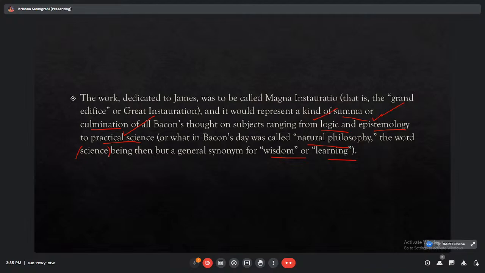And in Bacon's day, science was termed as natural philosophy. So we see that he was actually covering the range of the entire ambit of knowledge, epistemology and studies. So he was actually covering these entire things through his study, which in itself is a very, very big thing to do, a very big task to undertake.